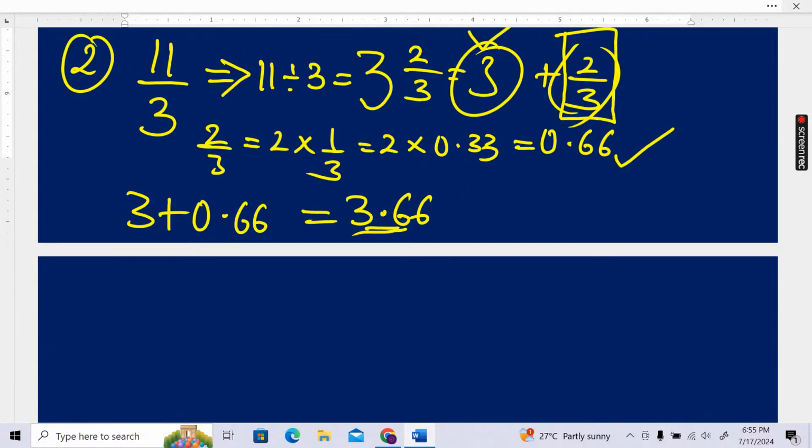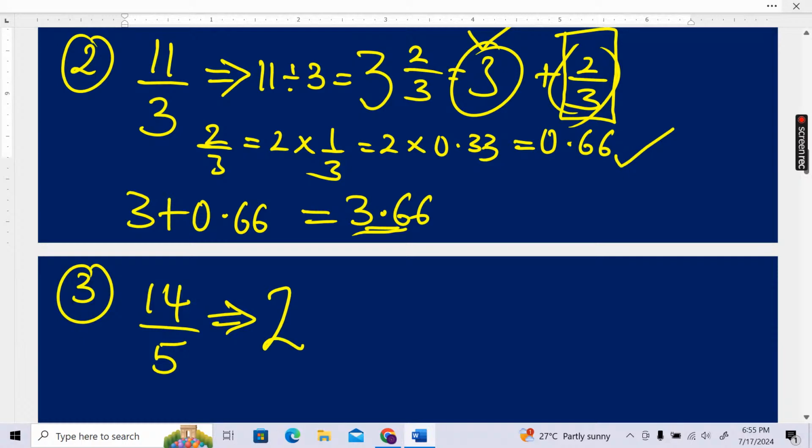All right, number 3. How do we change 14 over 5 to decimal? The easiest way to do it is to change it to a mixed number. So what is 14 divided by 5? How many times will 5 divide 14? That's 2 times. That's 2 whole number, remainder 4 over 5.